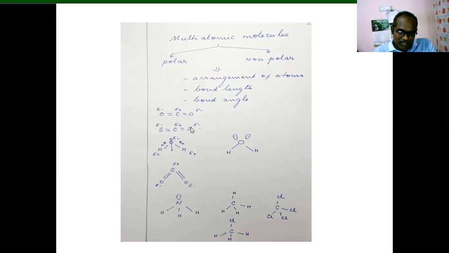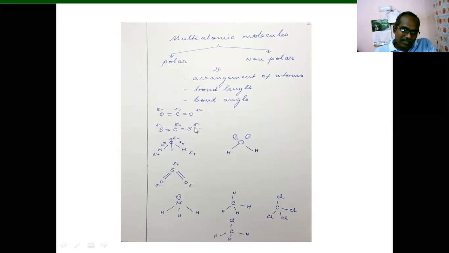Therefore, sulfur assumes a partial negative charge and carbon assumes a partial positive charge, and this sulfur also assumes a partial negative charge. As it was discussed in the case of carbon dioxide, the carbon sulfur bond has a polarity, and this carbon sulfur bond also has a polarity. So when you vectorially sum these two polar vectors, you will get a dipole moment of zero.